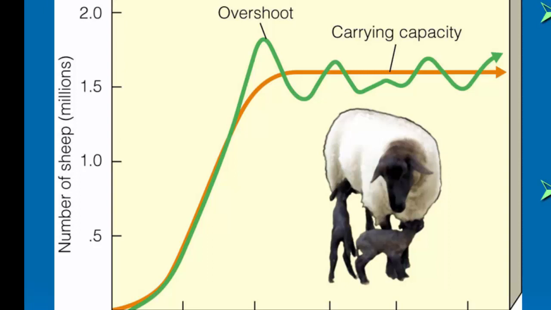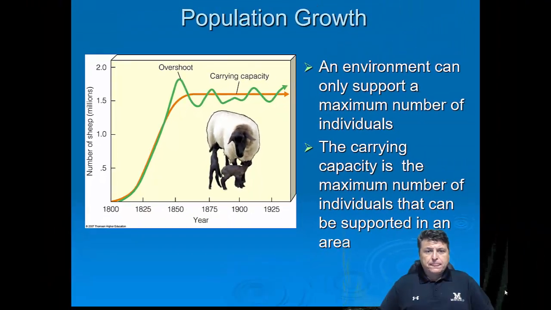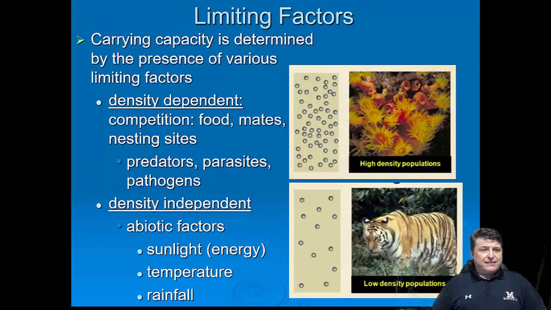But what's usually going to happen is that the population is going to go up and down around that carrying capacity. That's a little more realistic look at how populations are being maintained in an environment, because some years you might have more resources than another. Now, the carrying capacity is determined by those limiting factors.